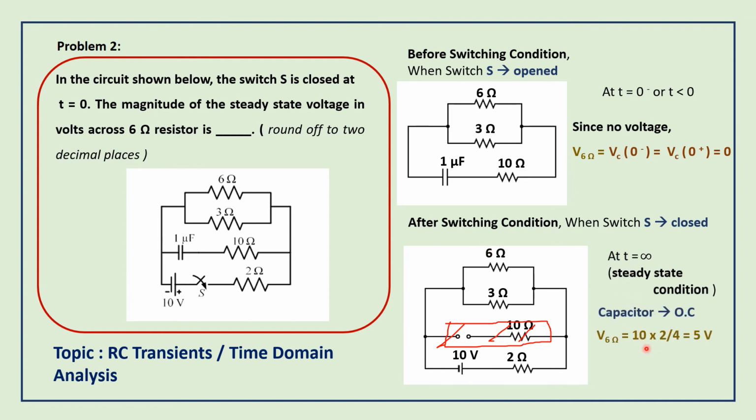It is 10, the total voltage, into 2, that resistance, divided by the total resistance. Total resistance is 4: 2 in series with the parallel circuit of 6 and 3. The parallel combination is 6 into 3 by 6 plus 3, 18 by 9, which is 2. This 2 ohms is in series with the other 2 ohms, so 2 plus 2 is 4. So 10 into 2 by 4 equals 5 volts. So we found the voltage across 6 ohms during steady state. The answer is 5 volts. Steady state voltage across the 6 ohm resistor is 5 volts. Thus we found the answer for the question.